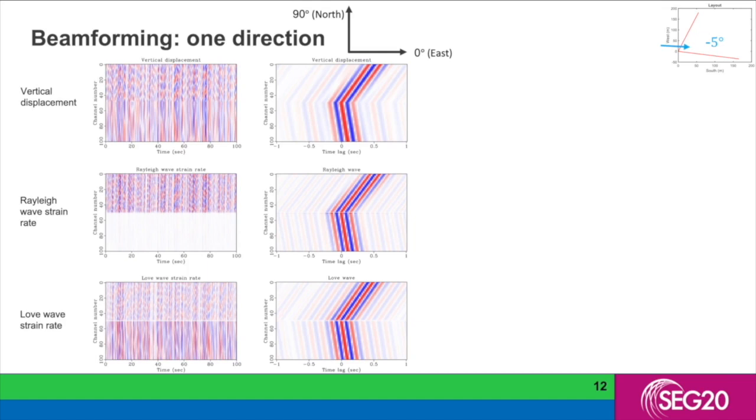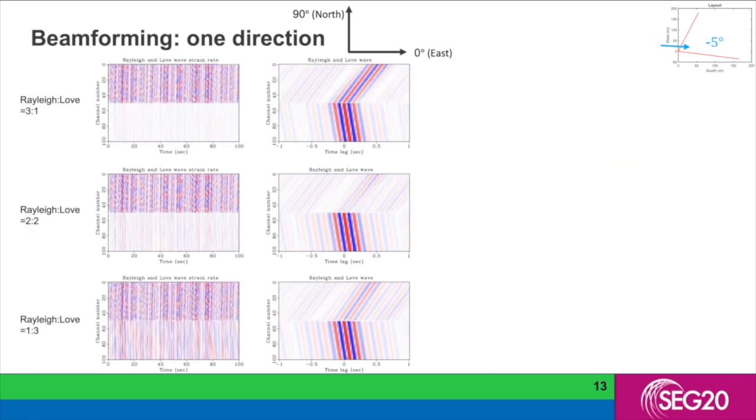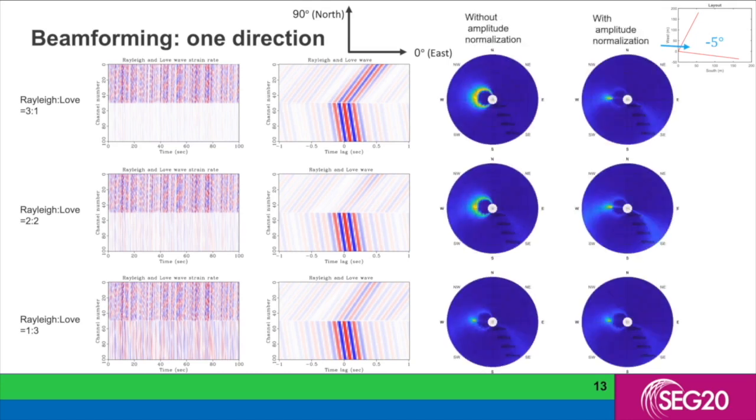We can see there is no polarity reversal in the Rayleigh wave strain rate, and there is polarity reversal in the Love wave strain rate. And these are the beamforming spectra calculated using the cross-correlogram obtained from the normalized data. We can see the resolution of the results is greatly enhanced. This slide shows the data contain both Rayleigh and Love waves, but with different ratios. The resolution of the beamforming results is also improved a lot after applying amplitude normalization on the data.